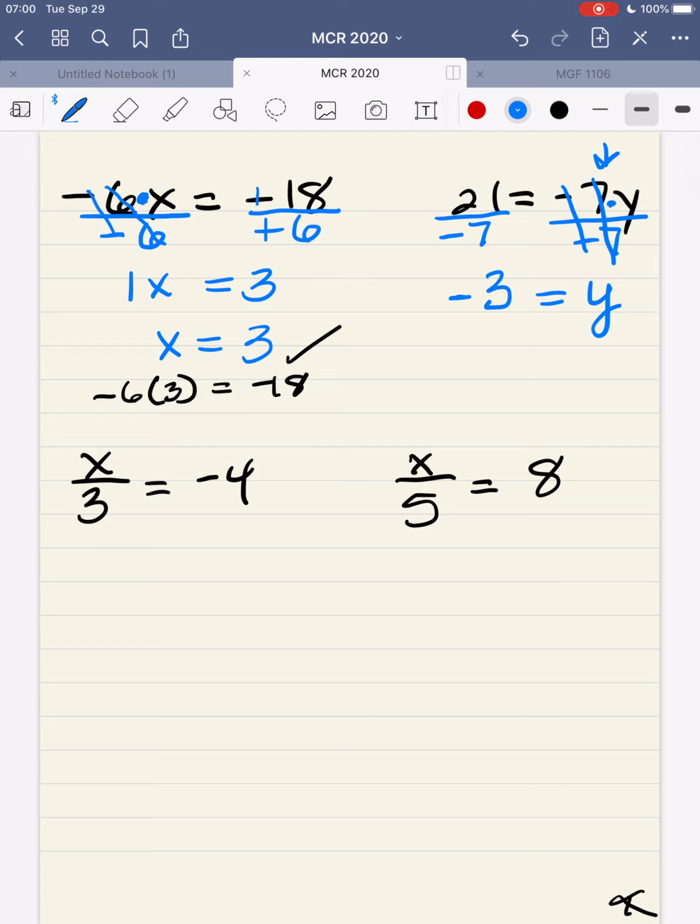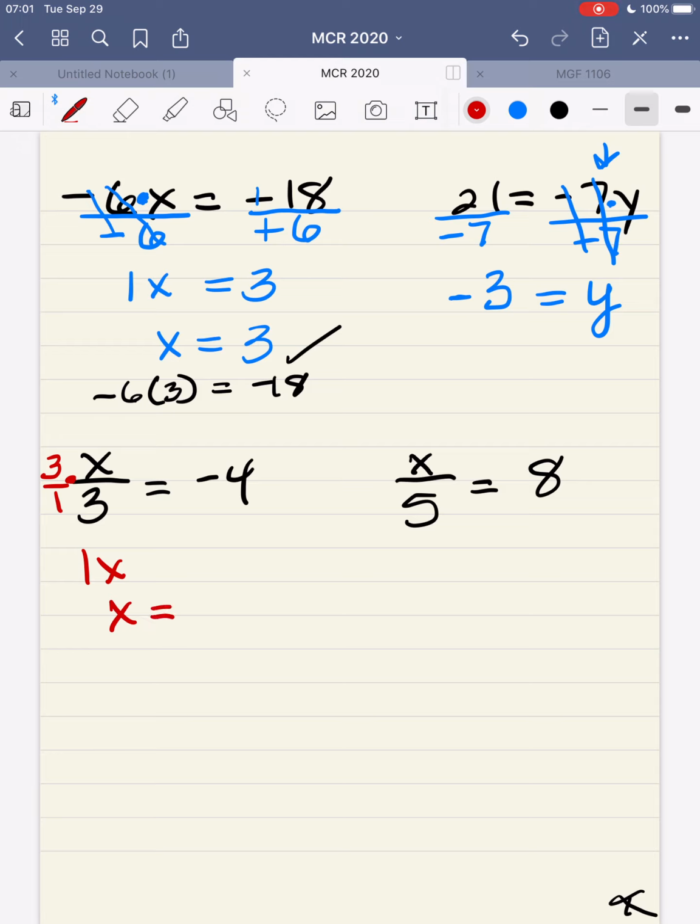So these both have division involved. Okay, so I have x divided by 3. The opposite of division is multiplication. So I'm going to multiply this side by 3, or 3 over 1. When I do that, I have 3x divided by 3. 3 divided by 3 is equal to 1, or 1x. And again, we don't normally write the 1, so I'm just going to write an x.